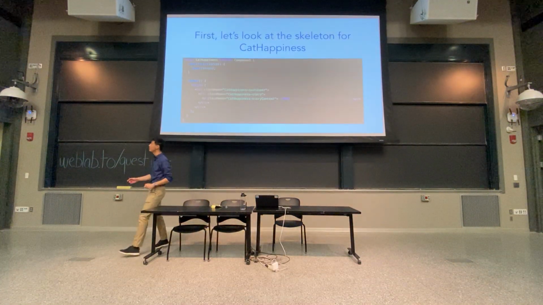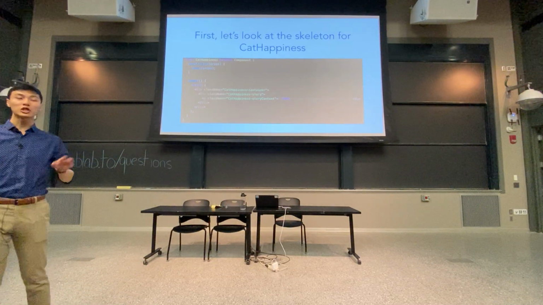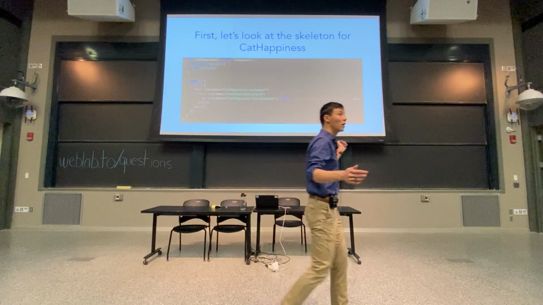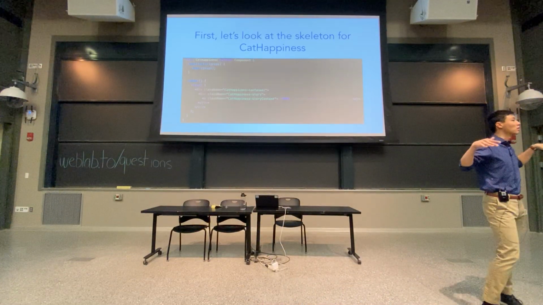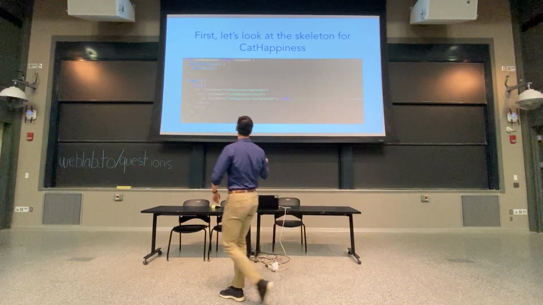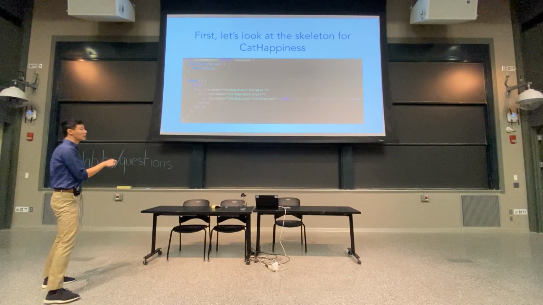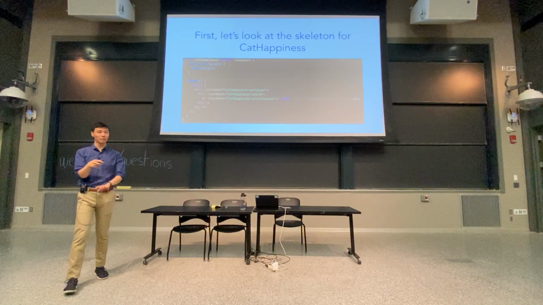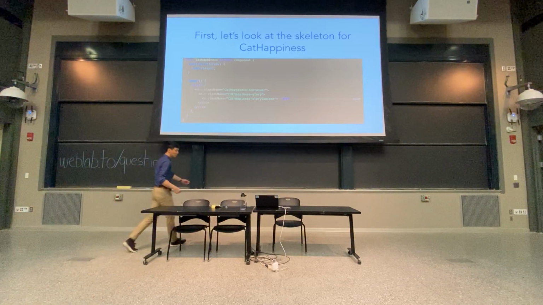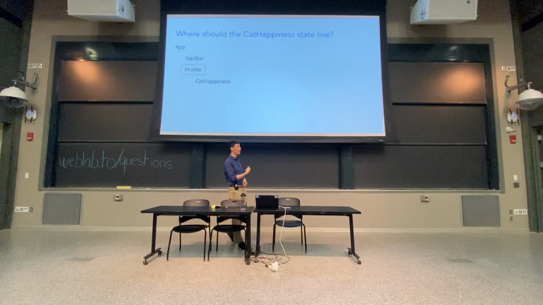So first, let's take a look at the skeleton. If you just open the skeleton for cat happiness, this is what we get. Let's run through it really fast. You have a constructor, you have render. I didn't put componentDidMount in here, so that just means on mount, don't do anything. And then we're going to return this chunk of divs that I just wrote for you guys. And that's it. It's a pretty simple component. It's just a box. So where should the cat happiness state live? Right here.